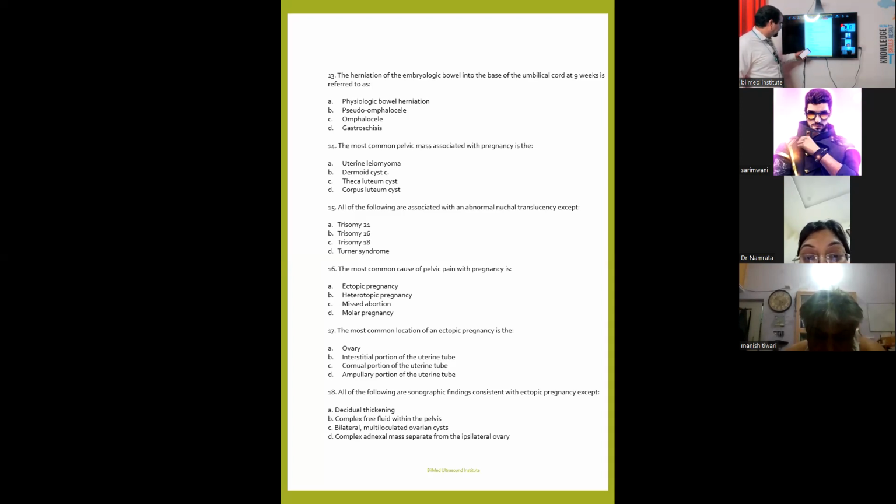C. Now see, for 18th, it is C. Yes, bilateral multiloculated ovarian cysts, because except is written over here. Decidual thickness is there, and complex free fluid within pelvis is there. Complex adnexal mass separate from the ipsilateral ovary is there, but bilateral multiloculated ovarian cyst will not be there.